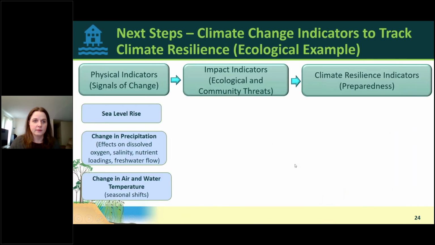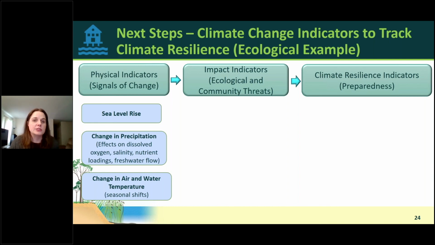All right. So just to wrap up the presentation, I want to show you what our next steps are with the Climate Resiliency Work Group and trying to use this information to develop indicators to track climate resilience. Currently, as you can see, we've made some progress with these physical indicators, which is pretty much looking at trends that deal with sea level rise, change in precipitation, and change in air temperature. And we're working on water temperature right now.